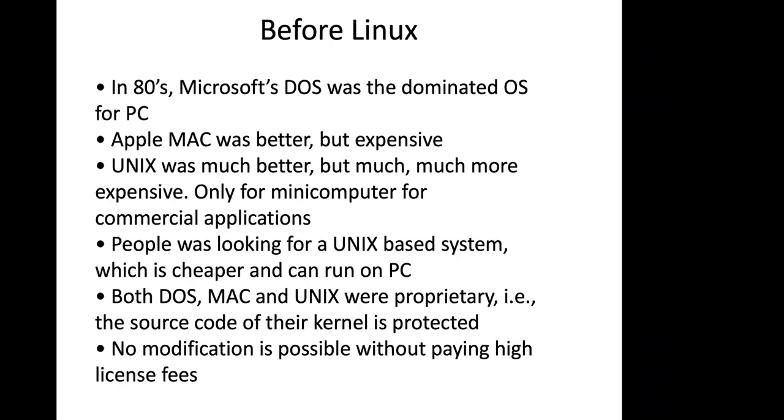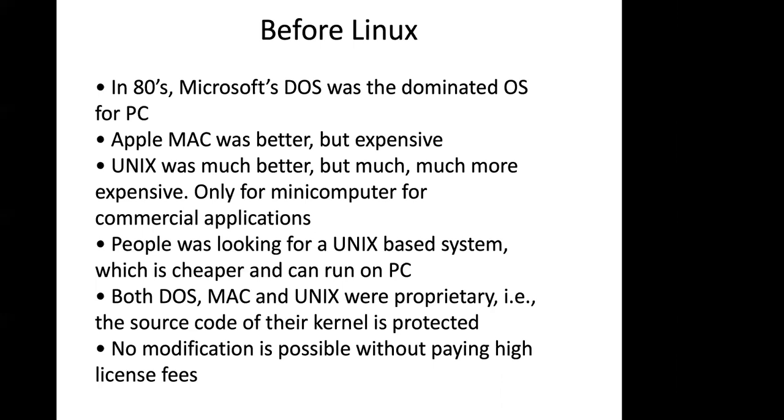Okay, so before Linux came in, Microsoft DOS was the dominant operating system. Mac was there, but it was quite expensive. Unix was much better. Before Linux came in, it was Unix. Unix was the one that started, but it was much more expensive, and it was used only for minicomputers, for commercial operations. But people were looking at some sort of Unix-based operating system because of the powerful nature that Unix brought to users, which is a lot cheaper and which can run on PCs, the personal computers.